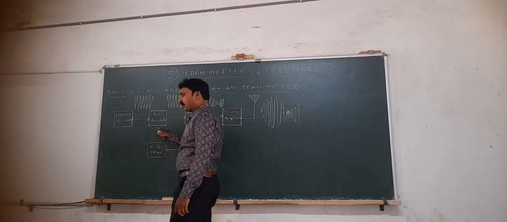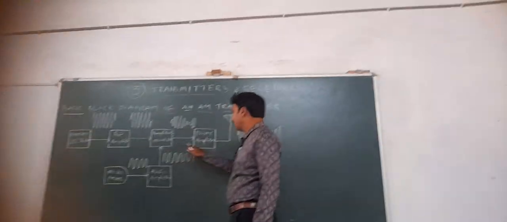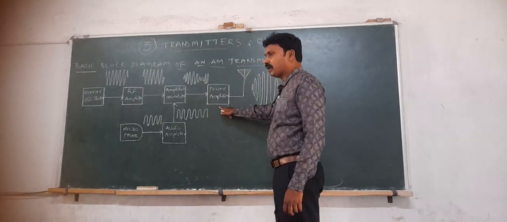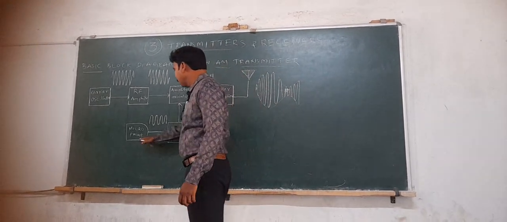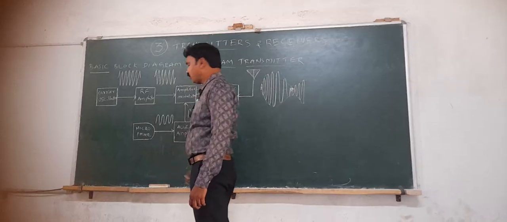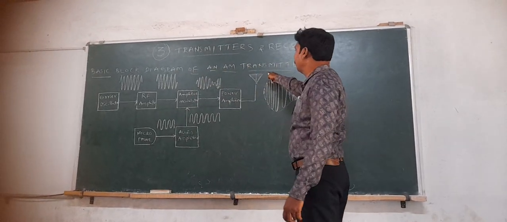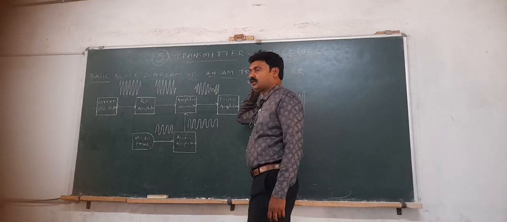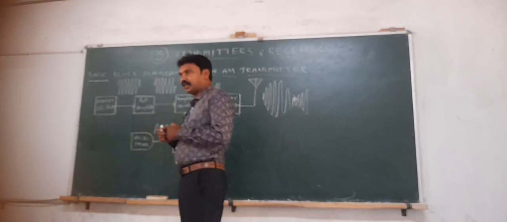The next block is the RF amplifier. The next block is the amplitude modulator. The next block is the power amplifier. And the next block is the audio amplifier. The next one is the microphone. These are the blocks in this AM transmitter. Its main aim is to transmit the AM wave.